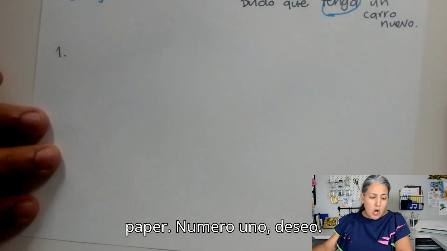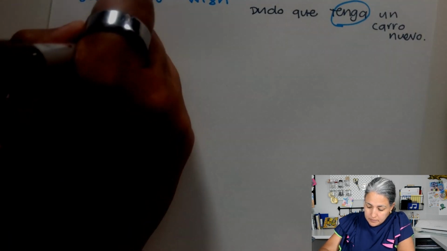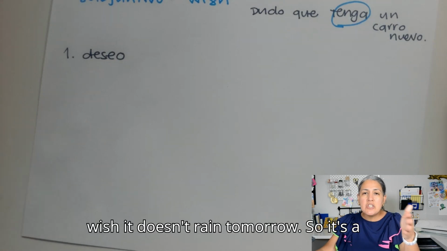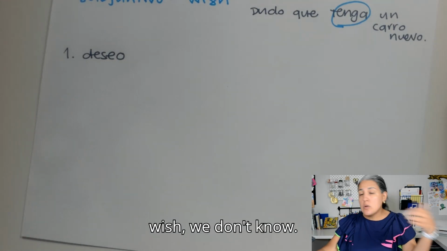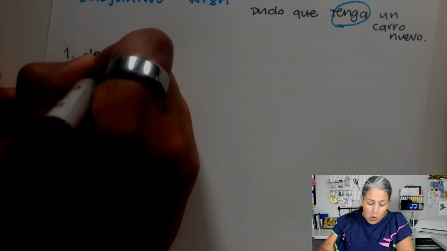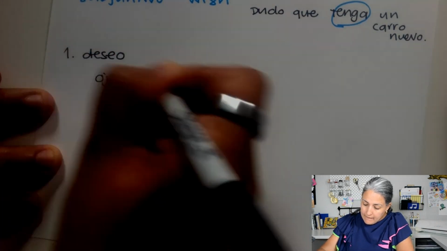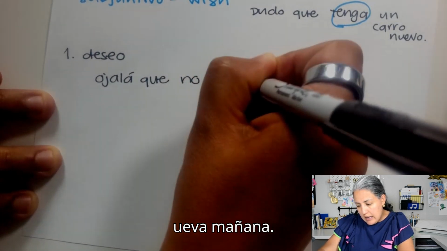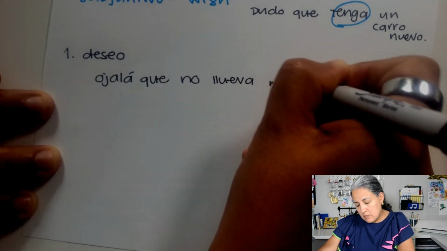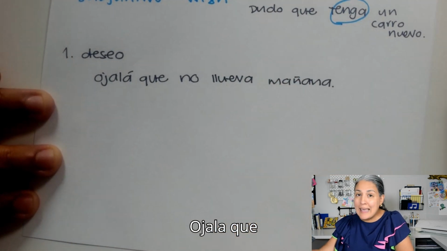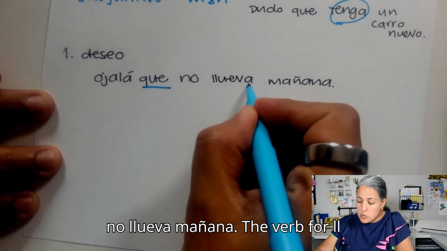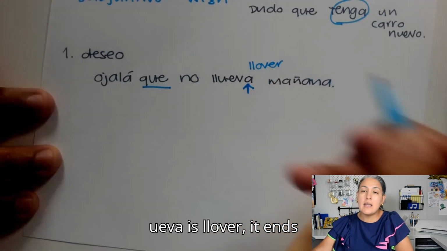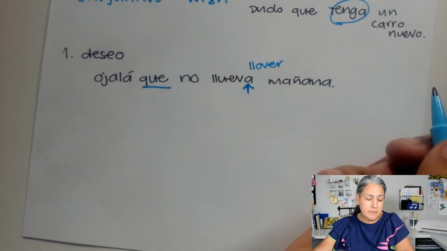Oh, you can't see the paper. Número 1, deseo. With a wish. So I wish it doesn't rain tomorrow. So it's a wish. We don't know. Ojalá que no llueva mañana. Ojalá que no llueva mañana. The verb for llueva is llover. It ends with ER. We're using the opposite chart.